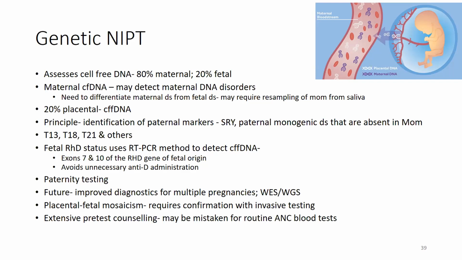Initially, it evolved for trisomy 13, 18, 21 in singleton pregnancies, but now they're able to do multiple pregnancies and other things. Now it's being used, looking at the rhesus gene, to determine which pregnancy warrants giving anti-D when mom is rhesus negative, and which one doesn't. It's also used for paternity testing. And as the science is evolving, it will be able to do much, much more, right? That I've talked about.